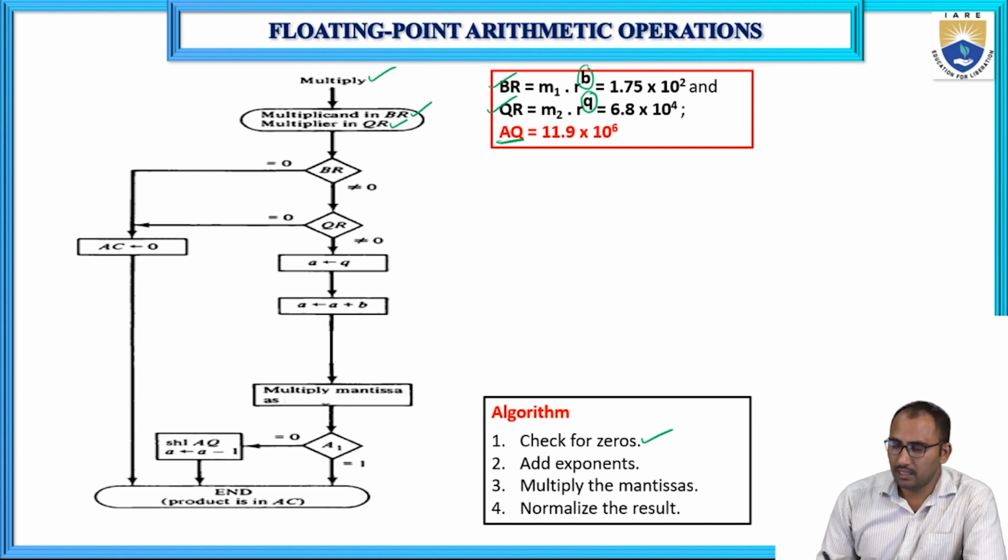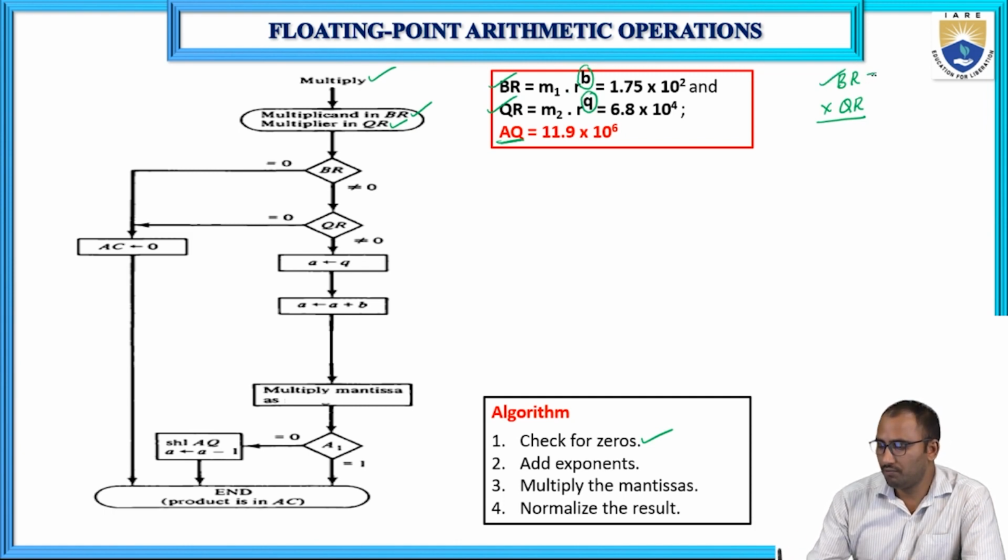QR is multiplying with BR, so first we have to check for zeros. Is any one of the registers holding a zero value or not? Suppose first we check the BR register. If BR is equal to 0 and QR has some non-zero value, what does it result in? In multiplication, if any one value is 0, then ultimately the final result also becomes 0.